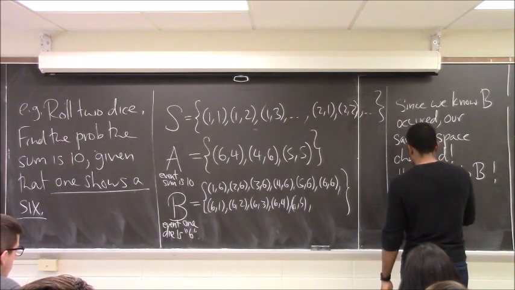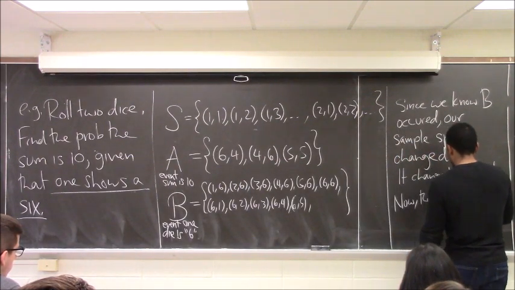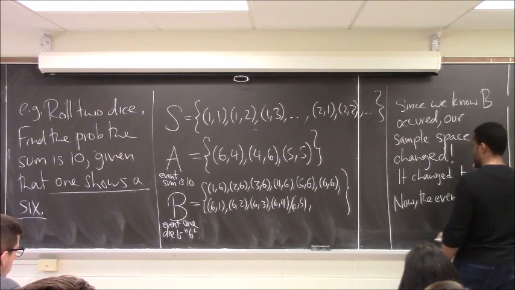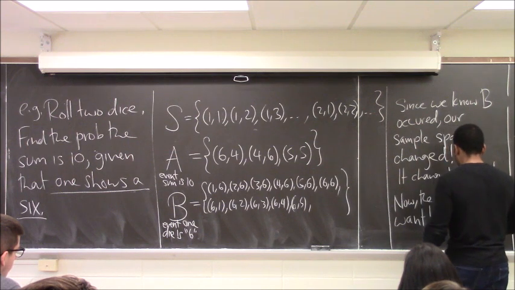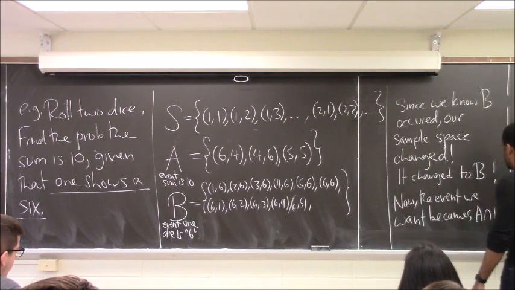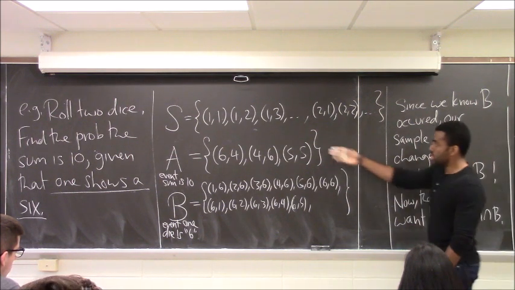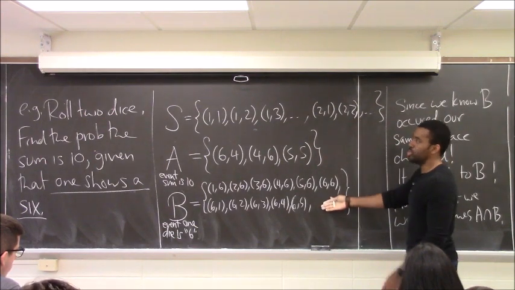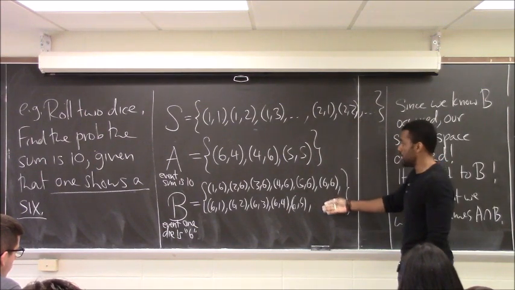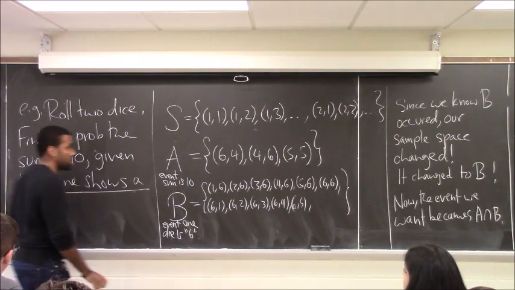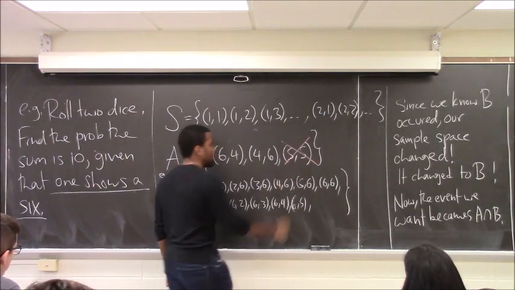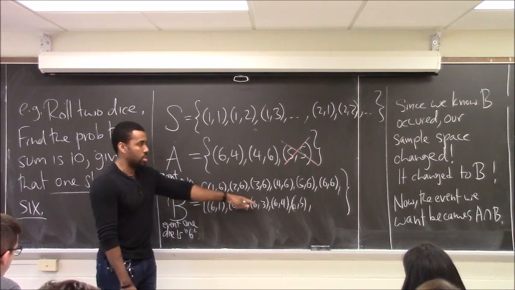Now, the event we want becomes A intersected with B. I need to know which of these possibilities is within the realm of all total possibilities, in which case the 5, 5 is now no longer considered. And how do I know that's no longer considered? Because it is not in here.